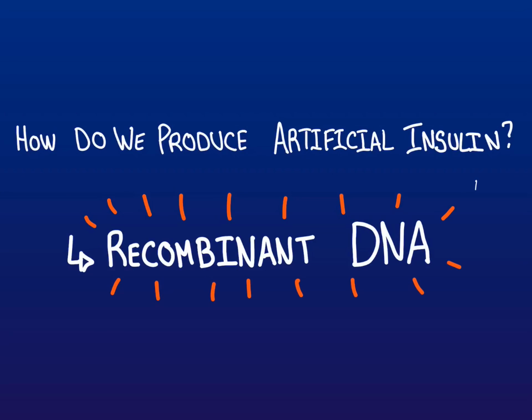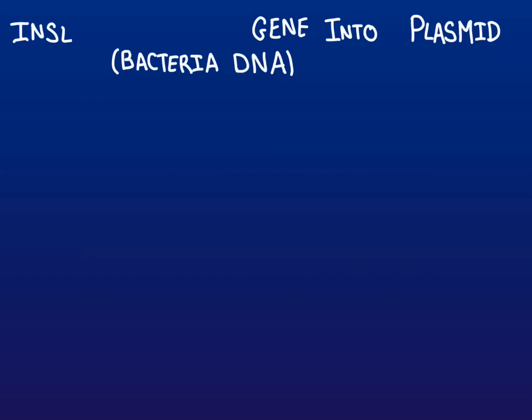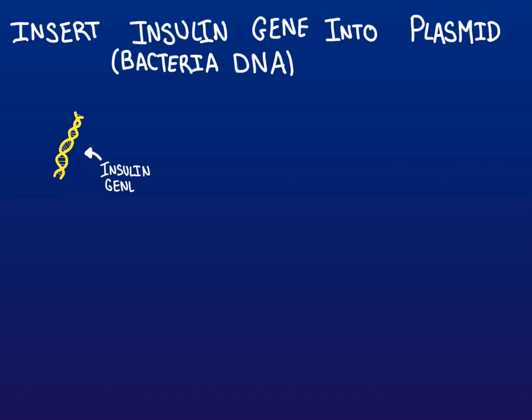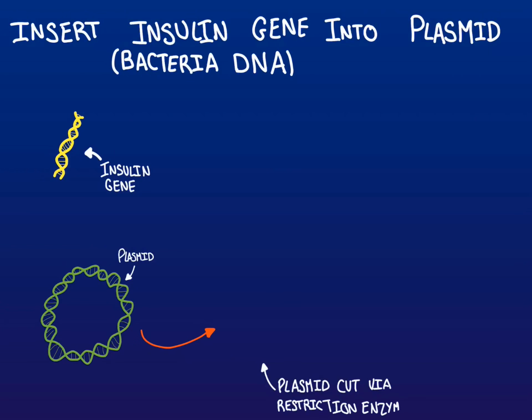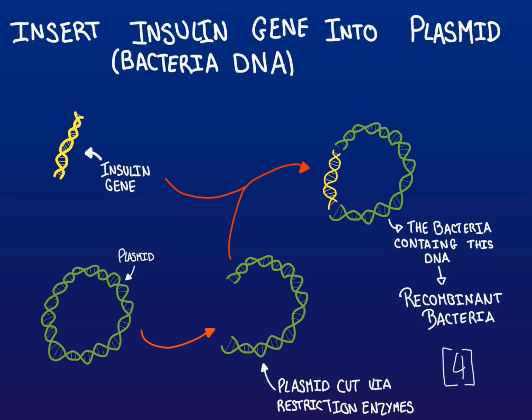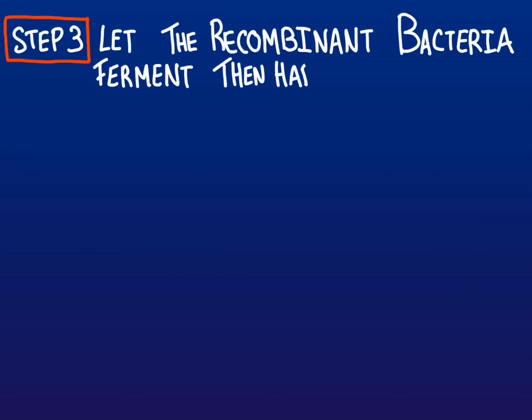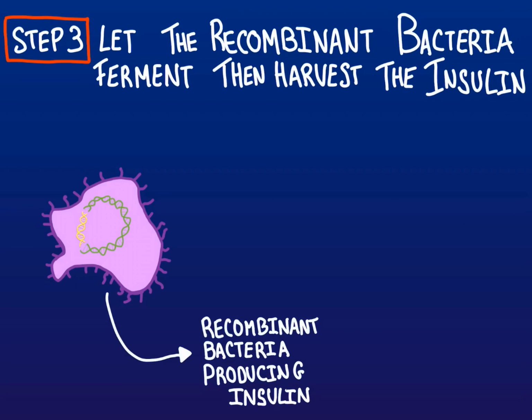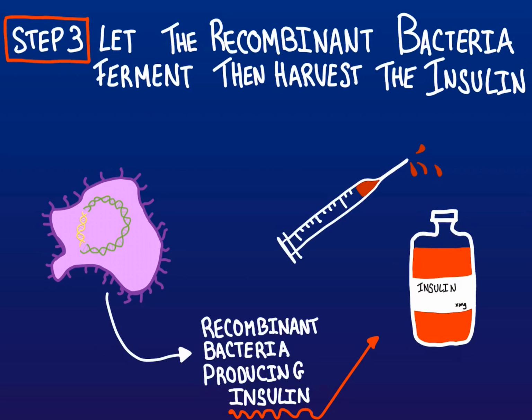So we do it via recombinant DNA. In recombinant DNA, we take the gene that codes for insulin and we take a plasmid, which is bacterial DNA, and we cut this plasmid with restriction enzymes. We then insert the gene that codes for insulin into the plasmid, and that bacteria now becomes a recombinant bacteria. We let the recombinant bacteria ferment, and we harvest the insulin that it produces.